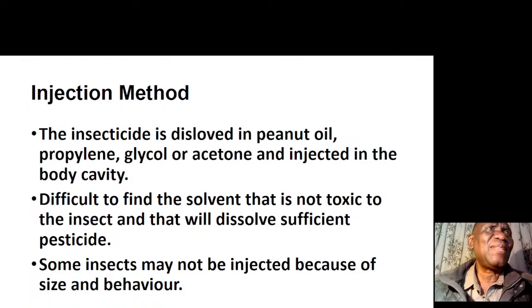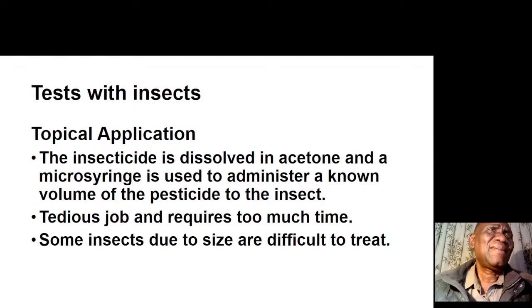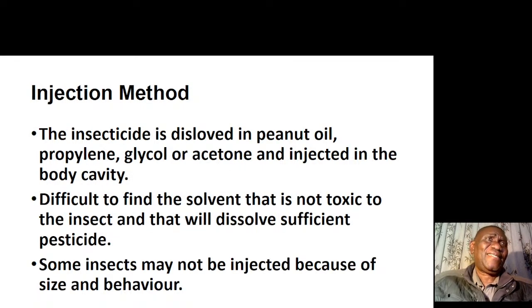The other method, besides the topical application of the pesticide to the insects, is to inject the pesticide into the insect. The insecticide can be dissolved in peanut oil, propylene glycol, or acetone, and injected into the body cavity of the insect.